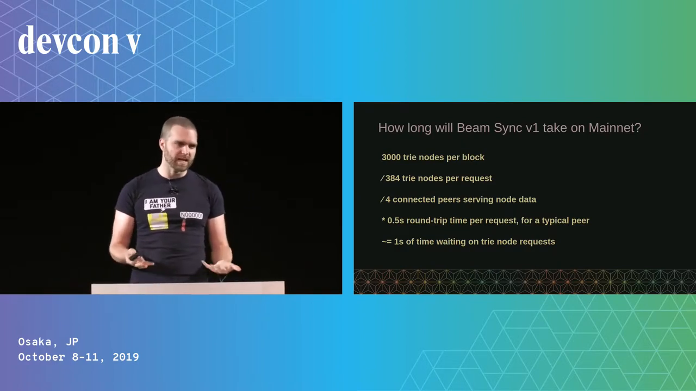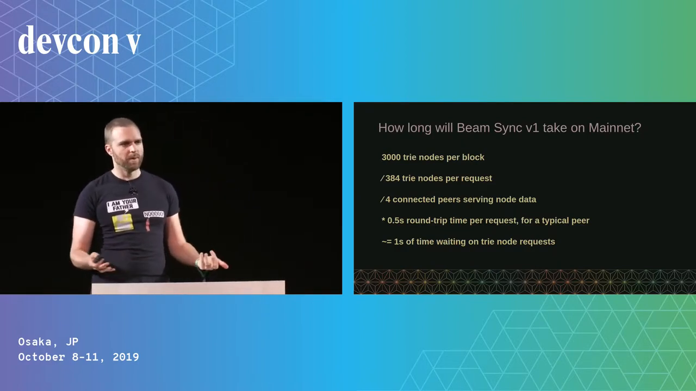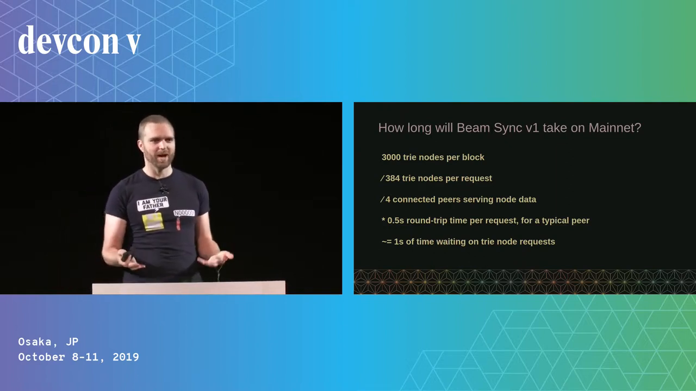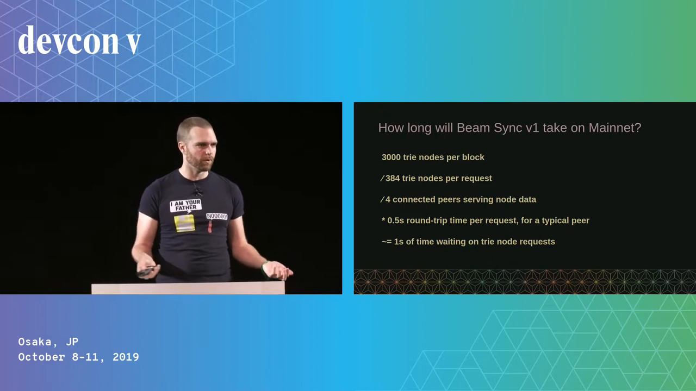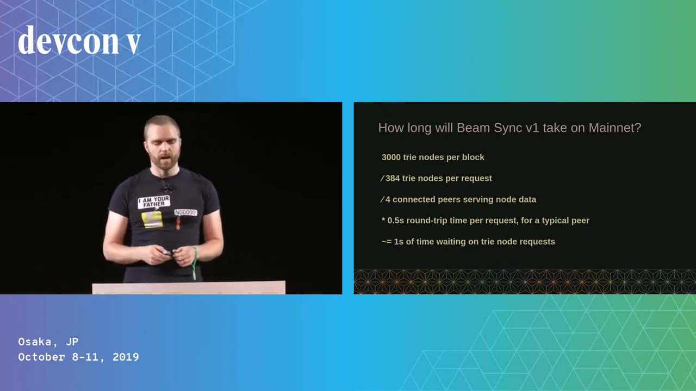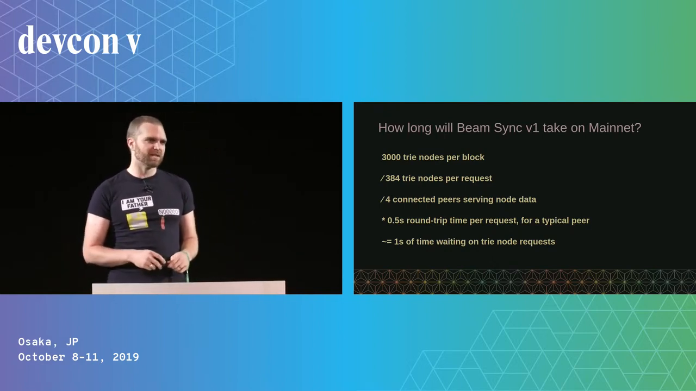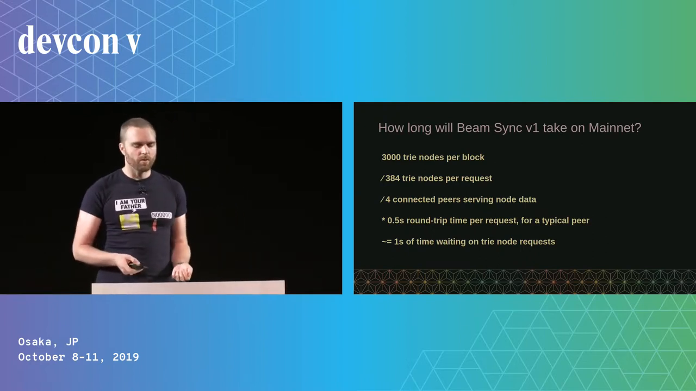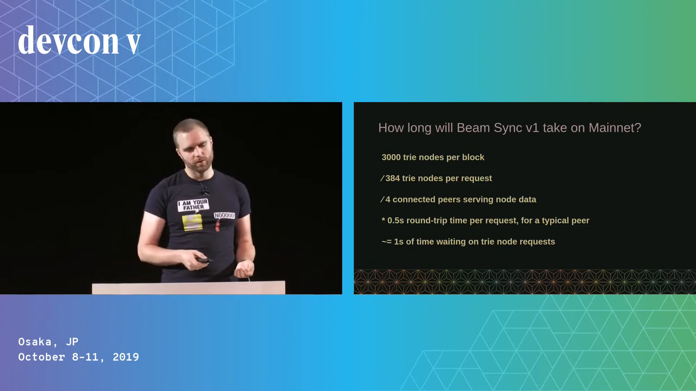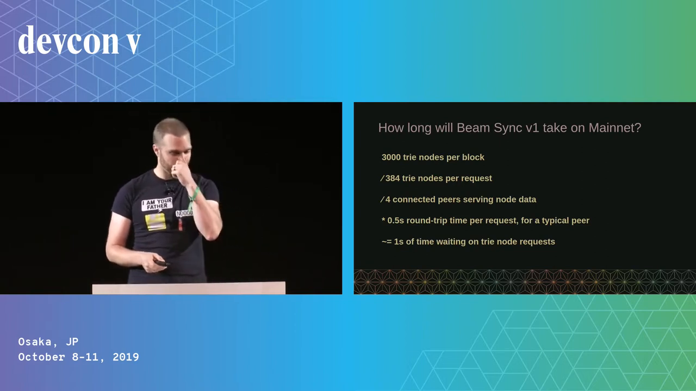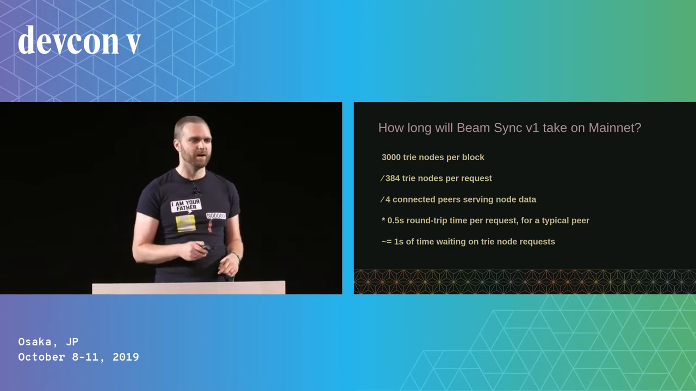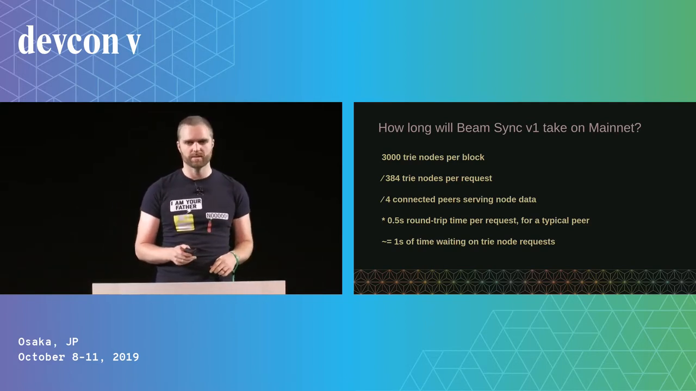And now that we're sending it to more than our best peer, maybe the average round trip time actually goes up. We have to rely on some peers that are a little further away. And so maybe each peer takes 500 milliseconds to round trip. And so all of that, throw some arithmetic at it, and you get 1 second of time waiting on trinode requests.